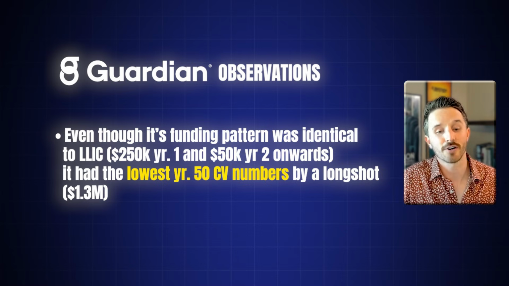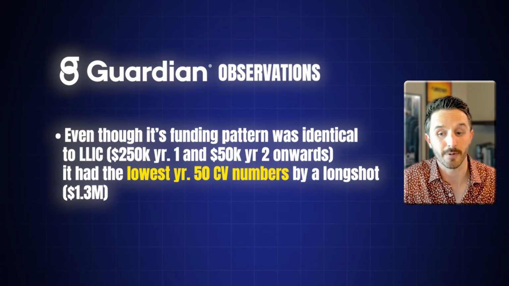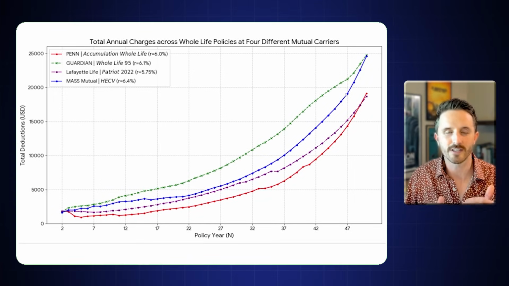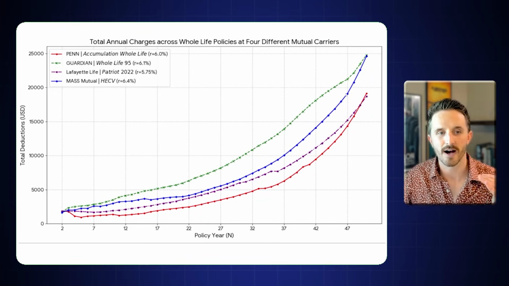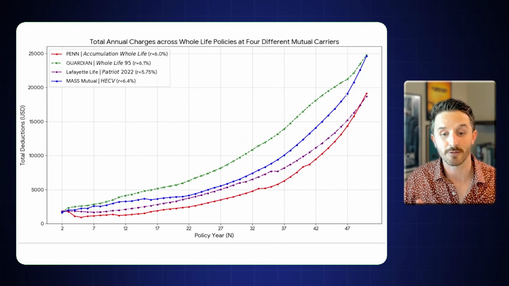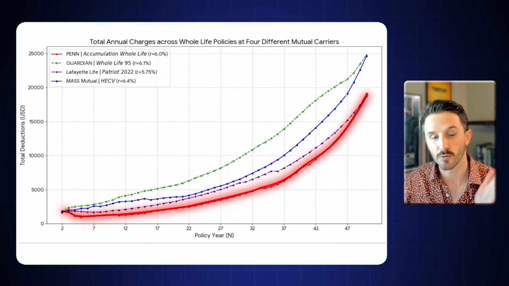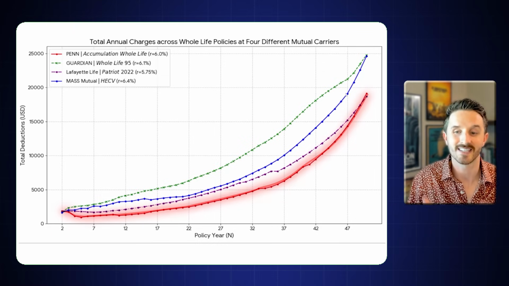Now, these internal charges, once again, are incredibly specific to the specific policy that they built and are in no way representative of every policy that could be built at this carrier. As you see here, the lines are very similar, even in the position relative to each other in the graph. You have Penn, you have Guardian, you have Lafayette Life, MassMutual, same colors. You'll see that in the total annual charges, Penn is also, once again, at the bottom, even at $10,000 a year. This is the same product with the same dividend rate, and Penn is still the lowest.